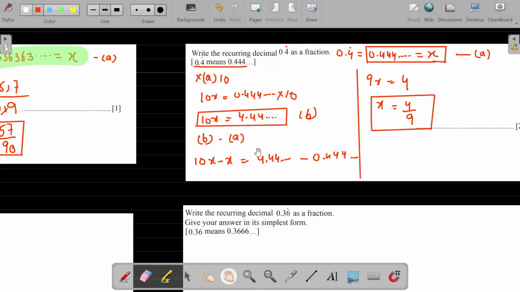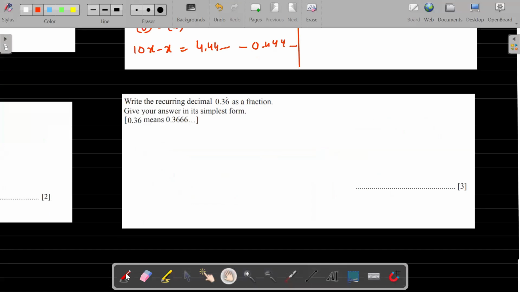Let's move to the next question. Okay, now it says write the recurring decimal as a fraction. Give your answer in its simplest form. I'm going to do this directly now. 0.36 dot is equal to 0.366666 continuous. The dot is only on 6, so it means that 6 will be repeating. Now I'm considering this equal to x, and I will make this my equation A.